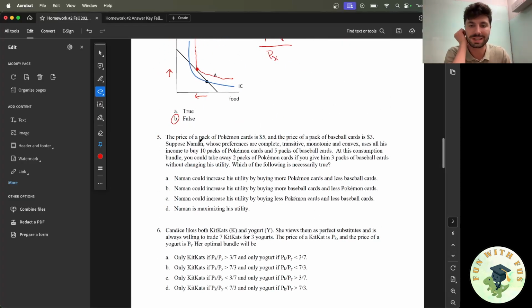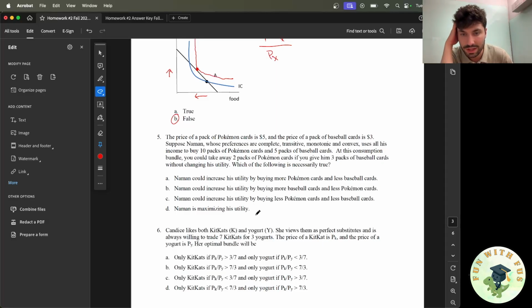Oh, let's go. We got some Pokemon cards. I wonder if we're going to pull the foiled Charizard. Okay. The price of a pack of Pokemon cards is $5 and so on. We got normal assumptions and we are at 10 packs of Pokemon cards and 5 packs of baseball cards. So here it also gives us 2 Pokemon packs for 3 baseball cards.